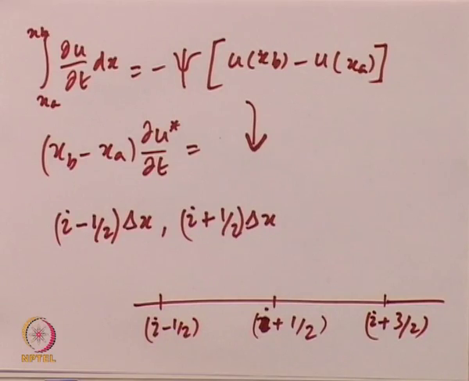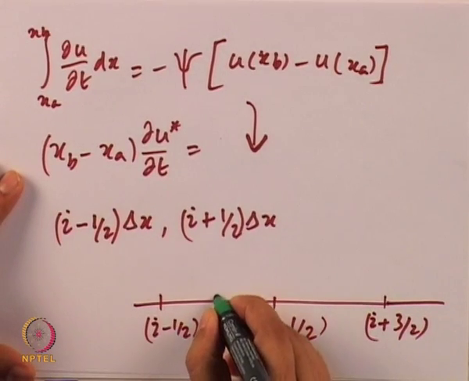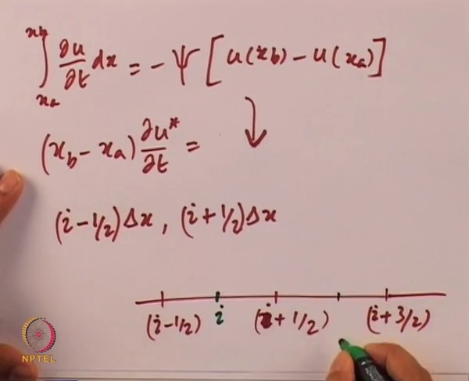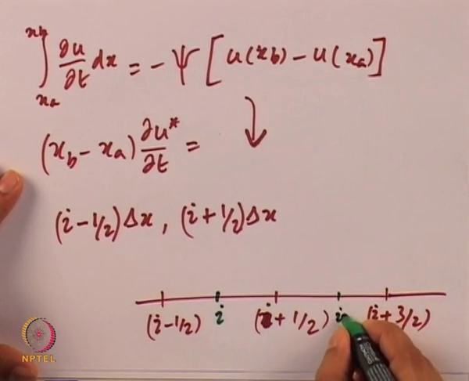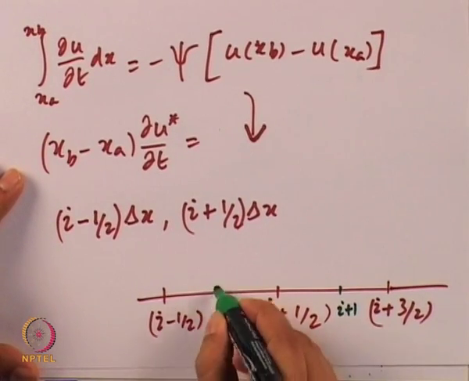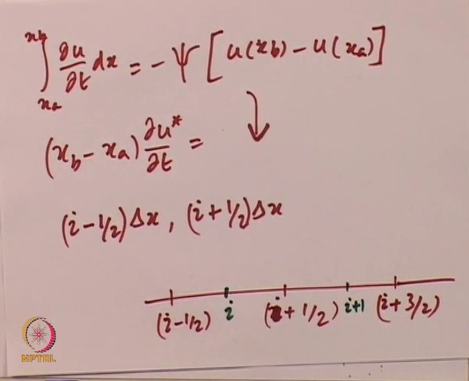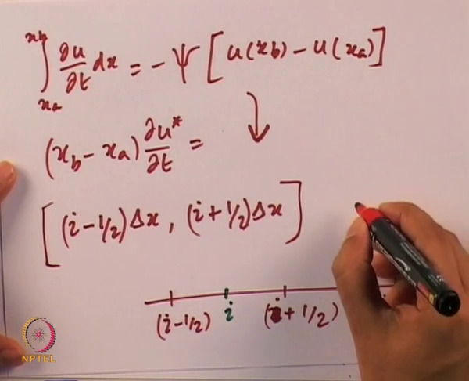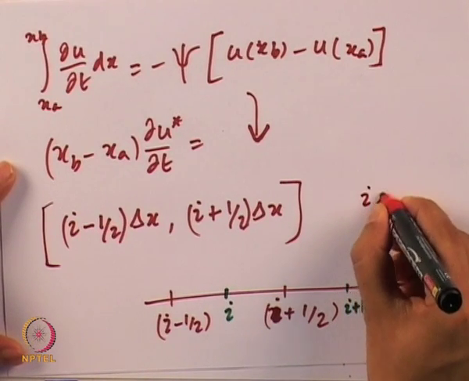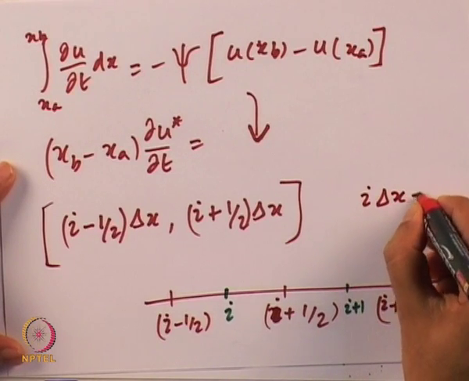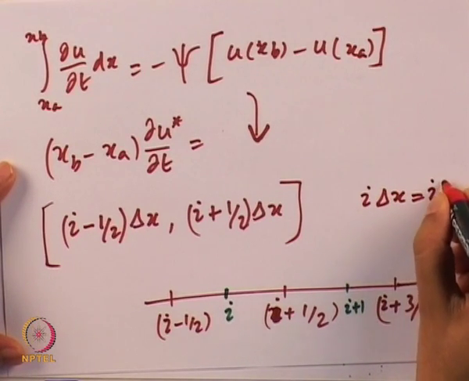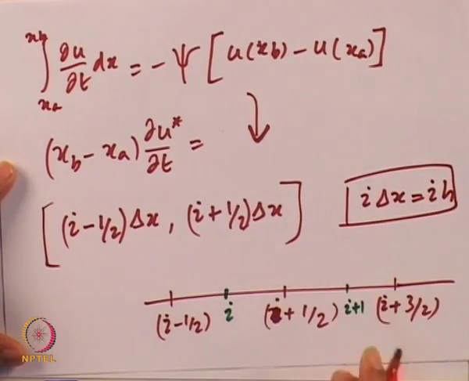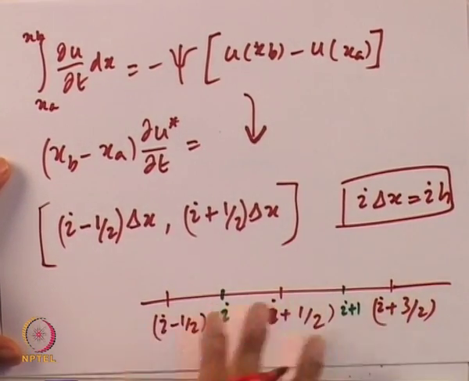The control volume I is going to be centered exactly at I and I plus 1, so on and so forth. So these are the central control volumes, and if you say this is the control volume and we have the center of the control volume at I delta x, and if we say delta x is equal to h, we say I times h. So this is the way we structure the control volumes.